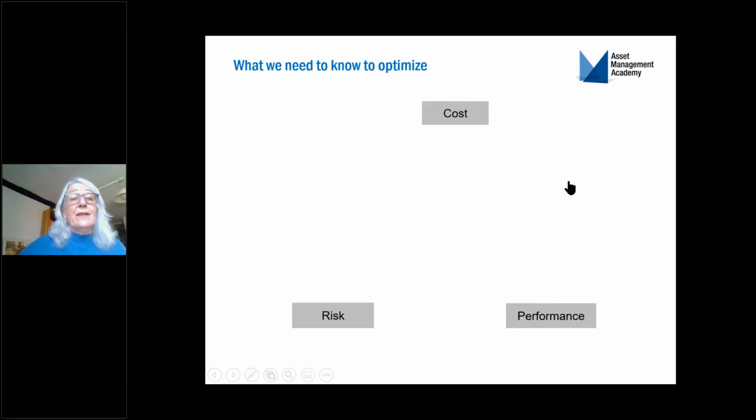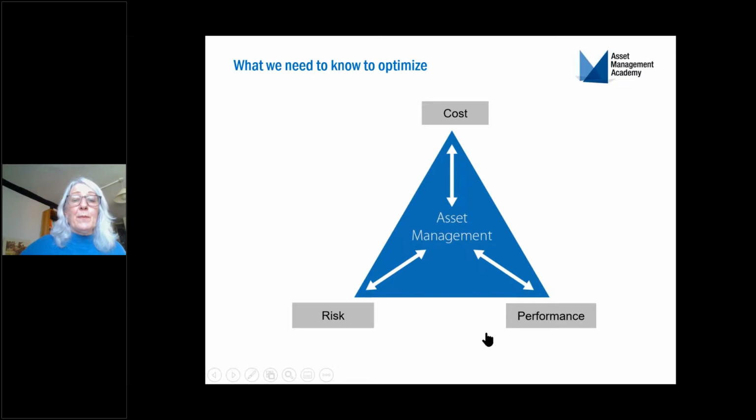We already said, what is it that we are trying to make decisions on? When we say we're optimizing, what are we optimizing? We're optimizing cost, risk, and performance to come up with the best optimal combination of all the actions on assets to deliver our organizational goals.